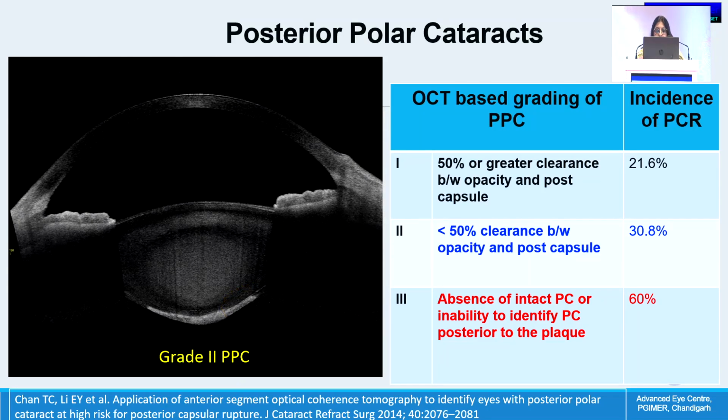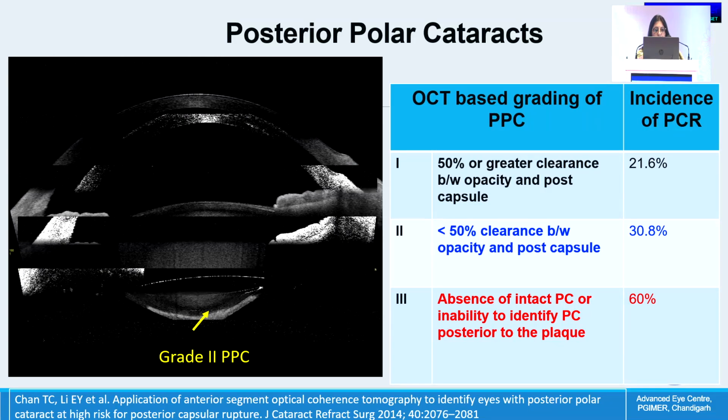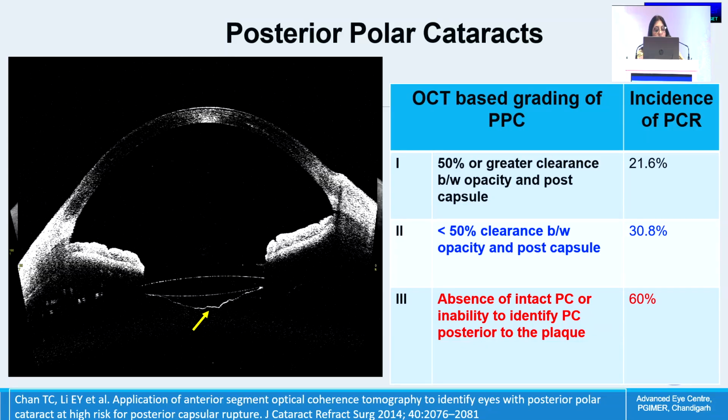This is one of our patients. We see that there is a dense plaque of posterior polar cataract, but this falls in grade 2. That is, there is no clearance between the opacity and the posterior capsule, less than 50%, but the posterior capsule is visualized. So the risk of a PCR in this case would be a little less than a grade 3. And post-operatively, we were able to implant the IOL without PC rent, but we can see how flaccid the capsule is.